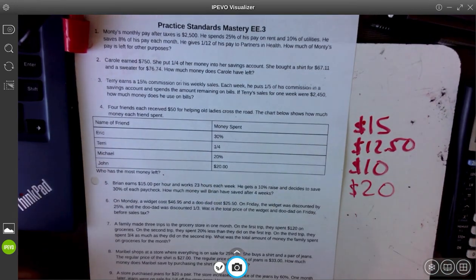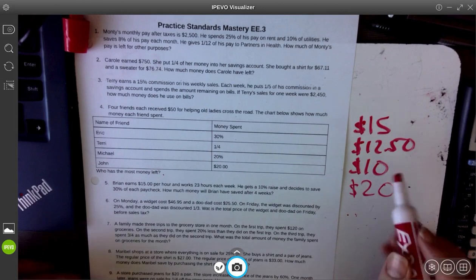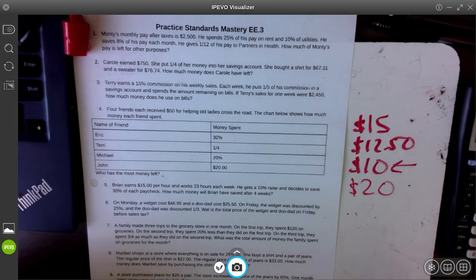Who has the most money left? So instead of looking for the one who spent the most, we're looking for the one who spent the least, which would be Michael, who only spent 20% of his total. So who has the most money left?